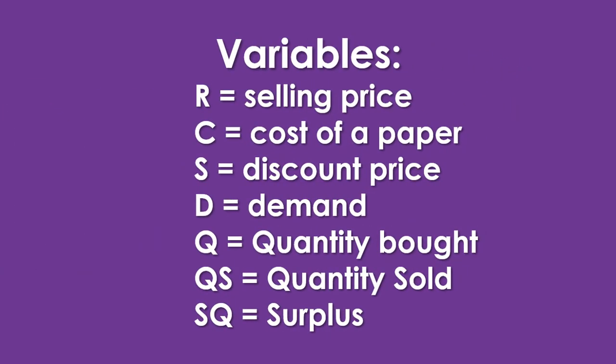Since this is a quantitative model, we need to define our variables. R is the selling price, which is set by the publisher. C is the cost of a paper, which is also set by the publisher, as is S, the discount price. Demand D is uncontrollable by the newsboy, but Q is his decision to make. Finally, QS is the quantity of papers that he sells, and SQ is the surplus number of papers, the number that he buys but fails to sell in the normal work period.